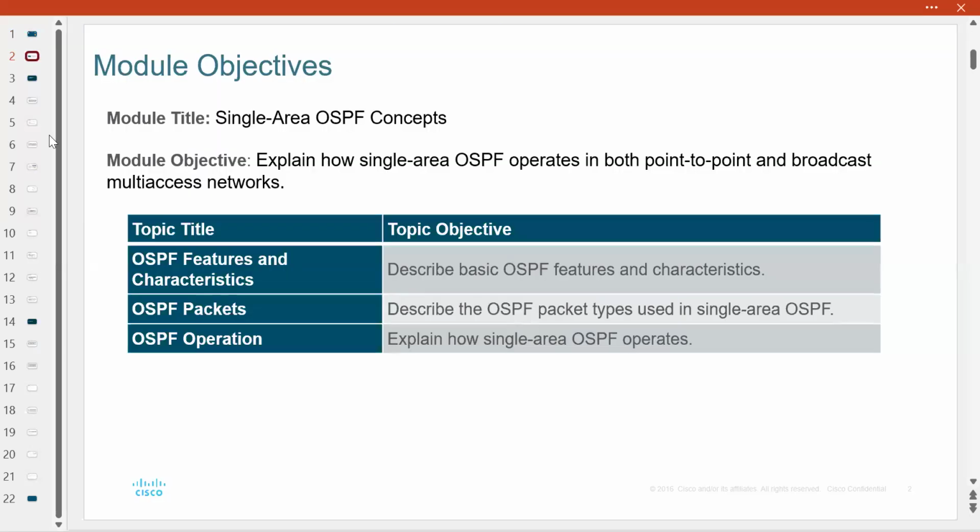All right. The module objective is to explain how single area OSPF operates in both point-to-point and broadcast multi-access networks. So we'll describe the basic OSPF features, characteristics, and the packet types used in single area OSPF. And lastly, we'll explain how single area OSPF operates. So basically, this is the first module, just going through the concepts. In the second one, we'll actually do the configurations for OSPF version 2.